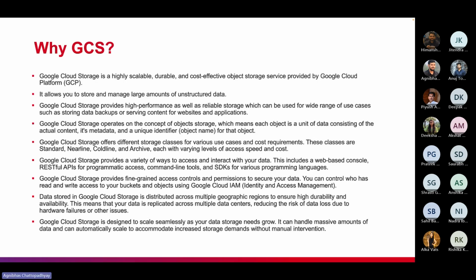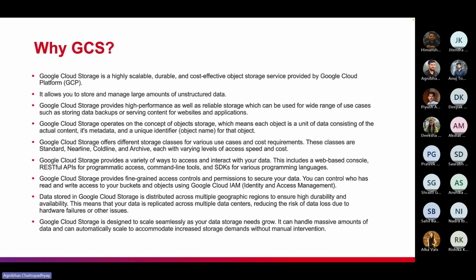For those of you who are not aware of these types, let me just go in brief over what they mean. Standard is the default storage class for Google Cloud Storage. It basically offers high performance, which is a property of Google Cloud Storage, and low latency for frequently accessed data, like data that is used actively for any purpose. For example, serving content for websites and applications that I mentioned earlier. So this is an active purpose, and you can use the standard storage for it. It needs to be always active and frequently accessed.